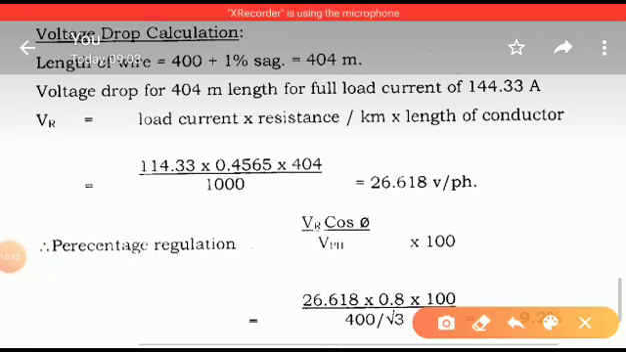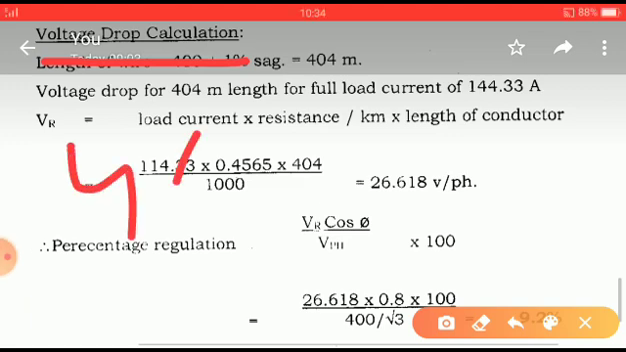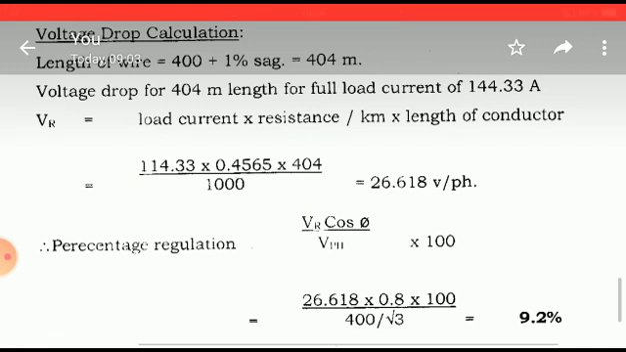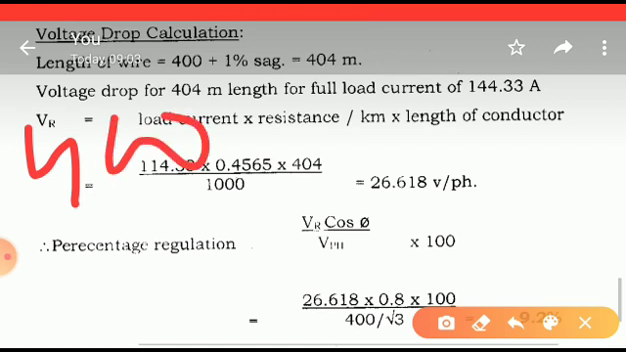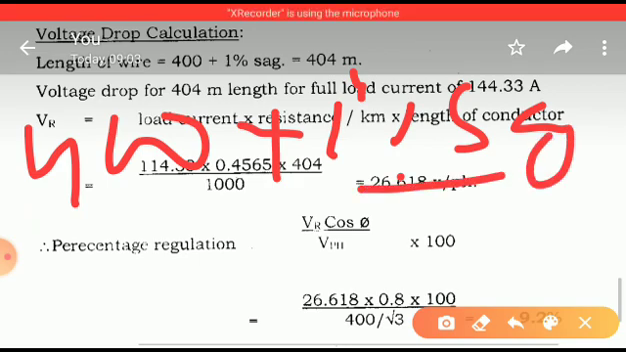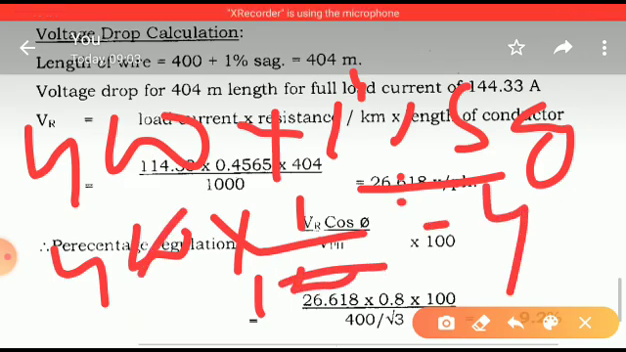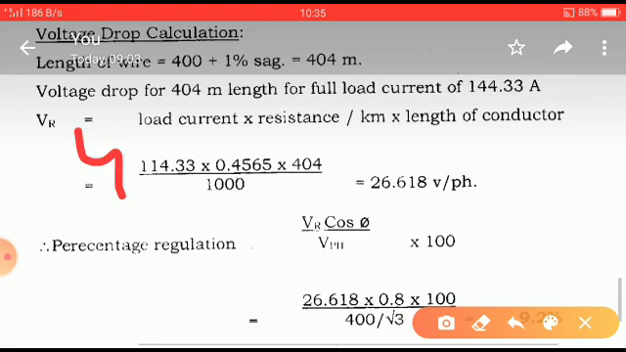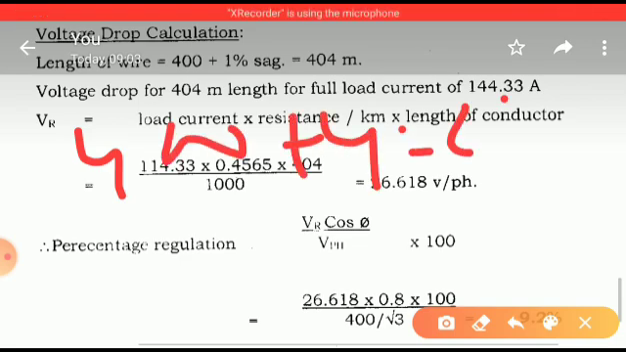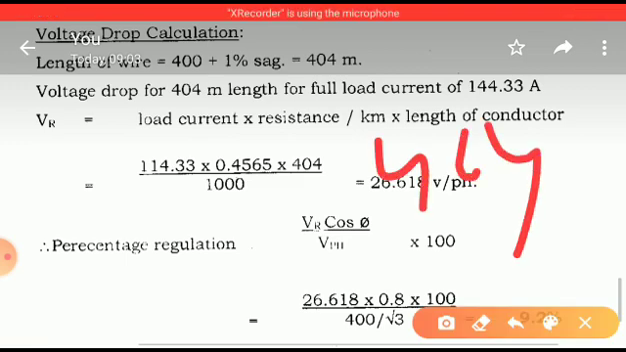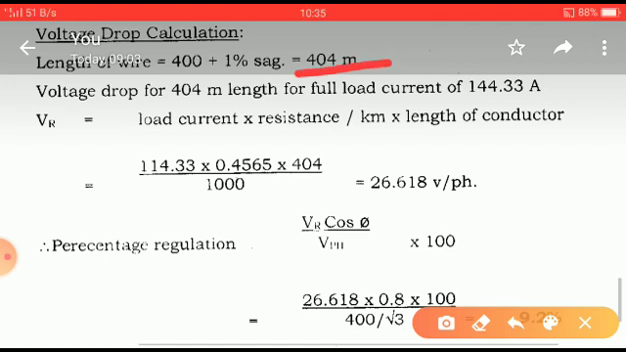Next we have to calculate the voltage drop of this line. For 400 meter, we have to calculate how much voltage is dropped in this problem. The total length they have given is 400 plus 1% sag. Sag means 400 into 1 by 100, so the sag is 4 meter. So the total length we require is 400 plus 4, equal to 404 meter.